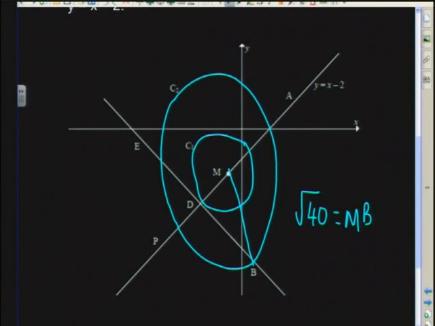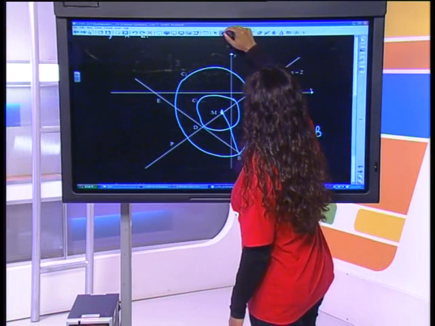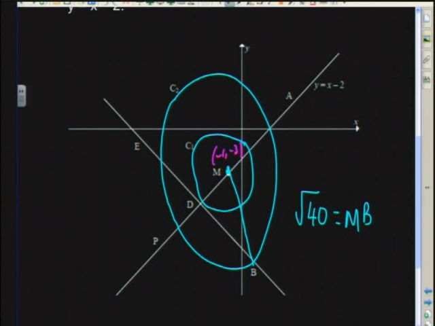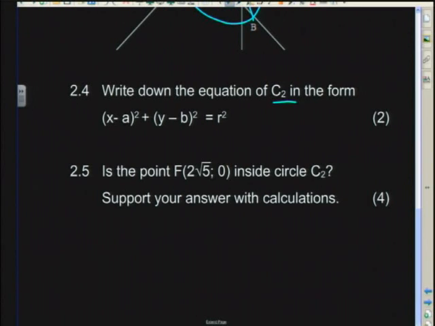Now remember, we've worked out in the very first question, 2.1, that the center M was (-1, -root 3). We've already worked that out. So all I've got to do now is simply use the center of the circle, those coordinates M, and the radius MB to write the equation of circle C2. We know that the value of A is -1, the value of B is -3, and R is root 40. So you simply put those values in.